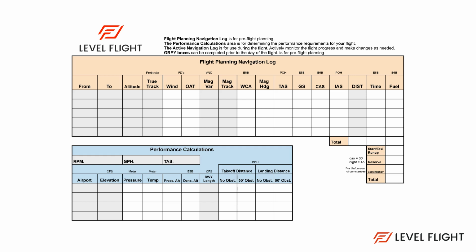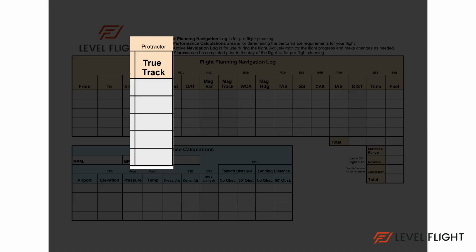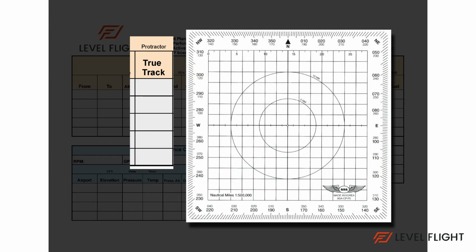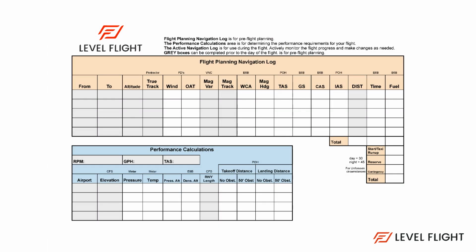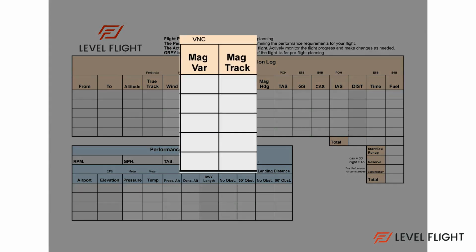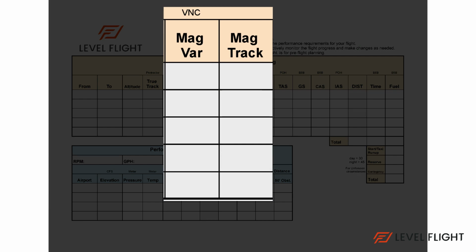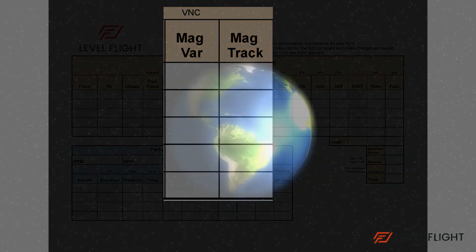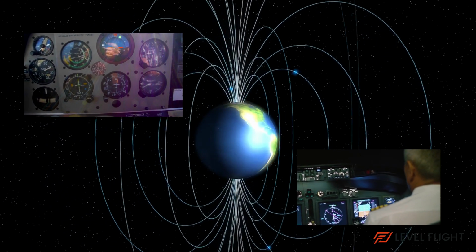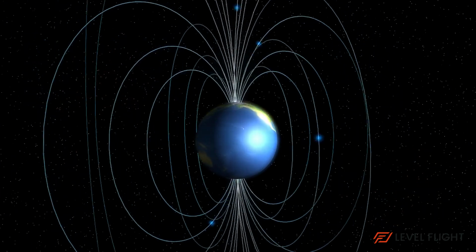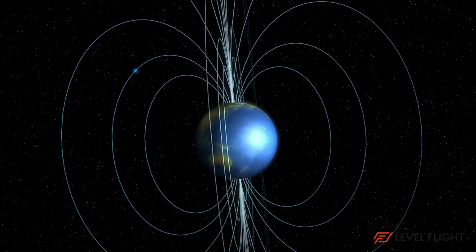Now we can move to the true track box. This box is calculated using the line you've drawn on your chart and your protractor. We'll show you how to do this in another video. Now I'm going to skip ahead 2 boxes momentarily and talk about magnetic variation and track. Remember that the true track is basically up on the map, but that doesn't correspond to magnetic north. Why does this matter? Because our navigation equipment and heading indicator and compass reference magnetic north. We figure out the difference between magnetic north and true north by referencing the chart.